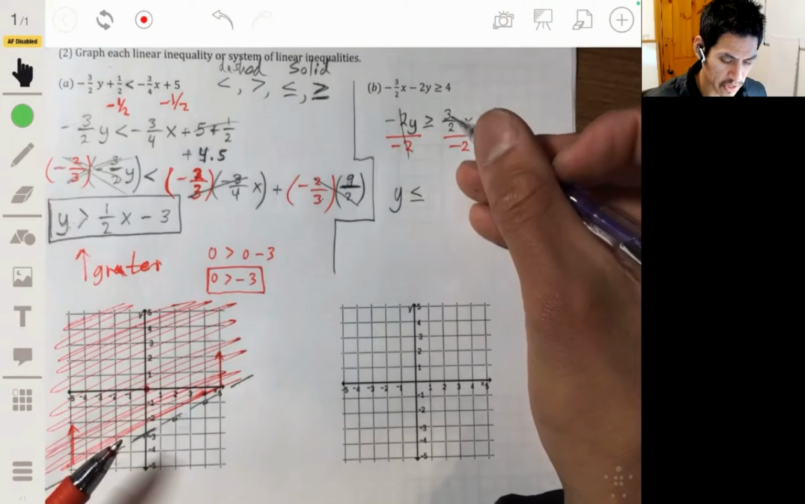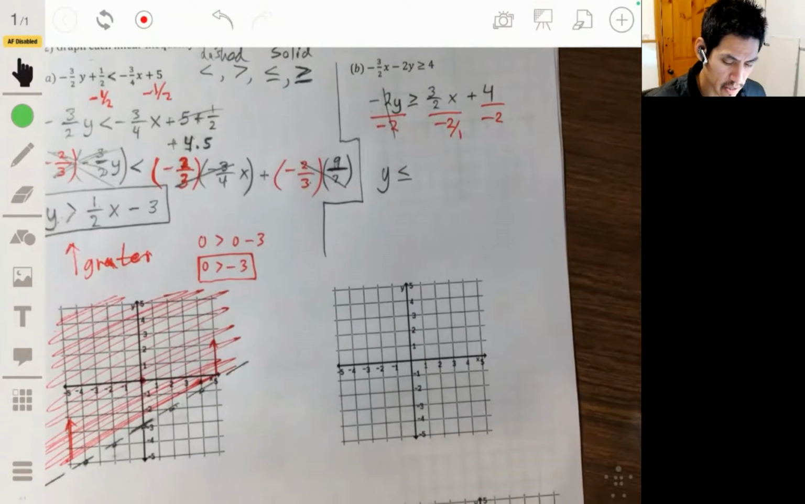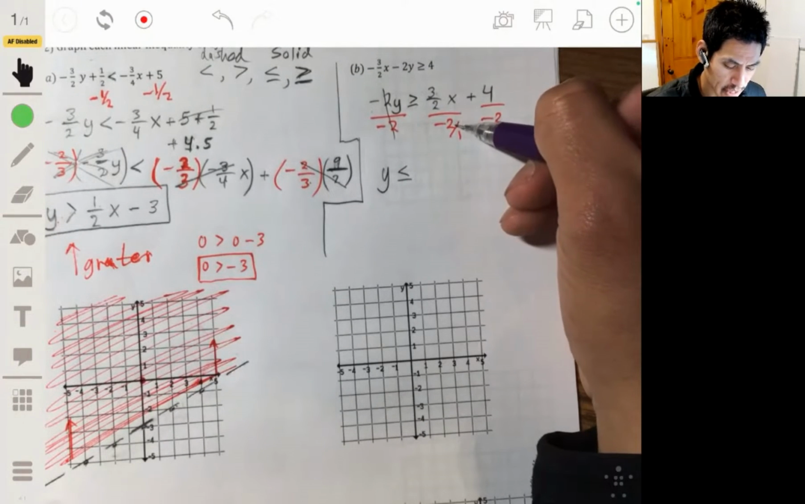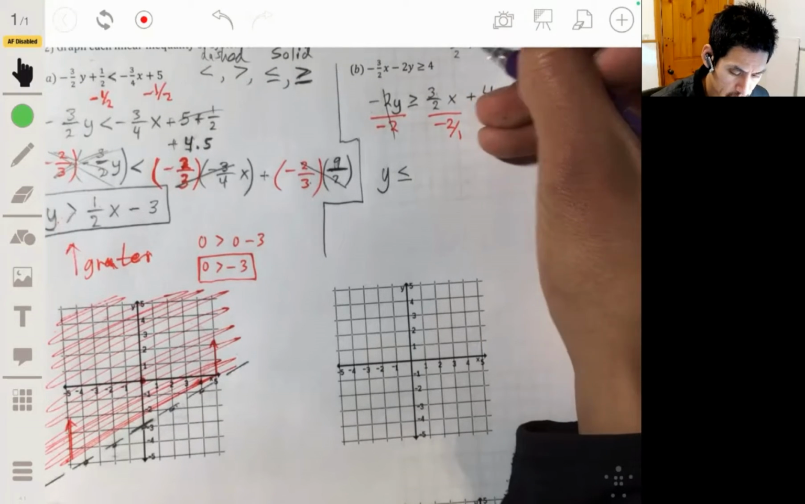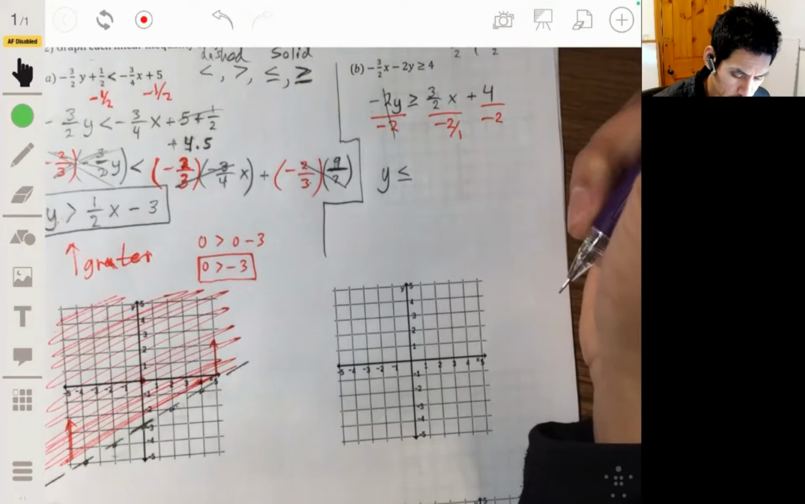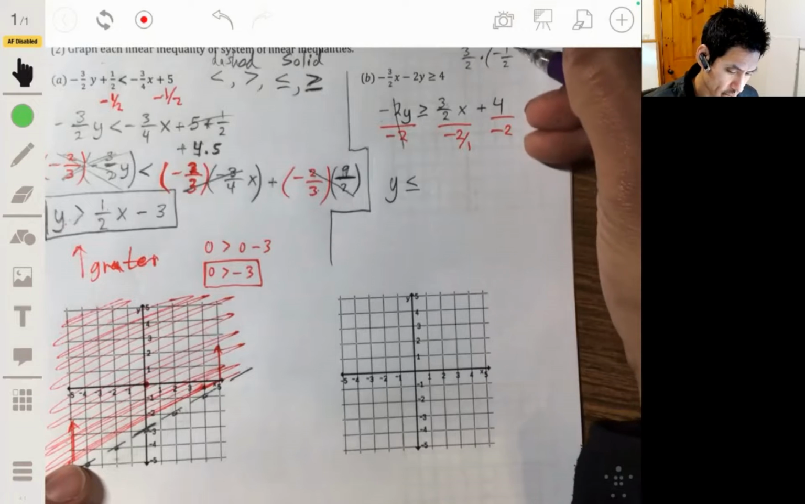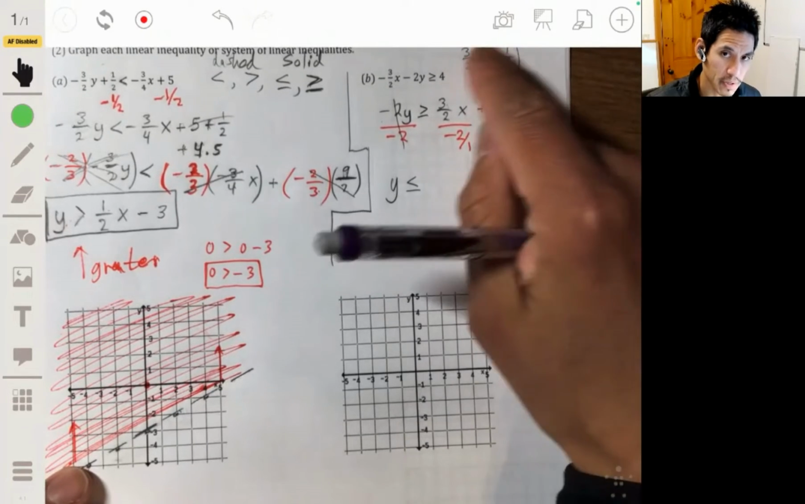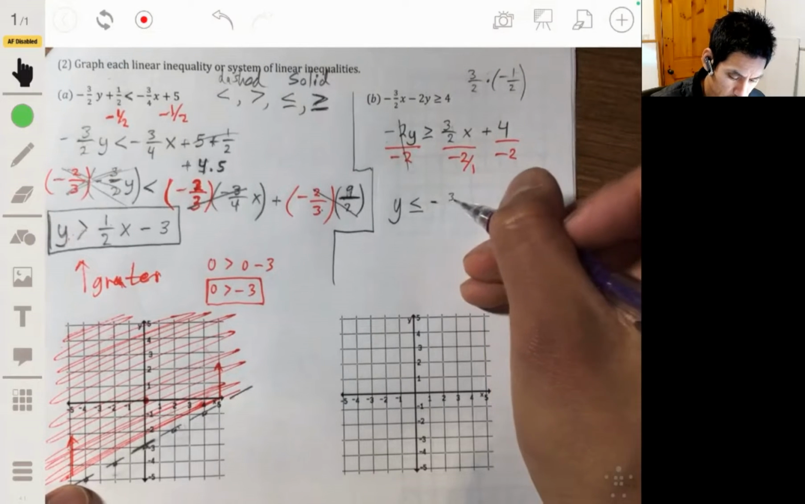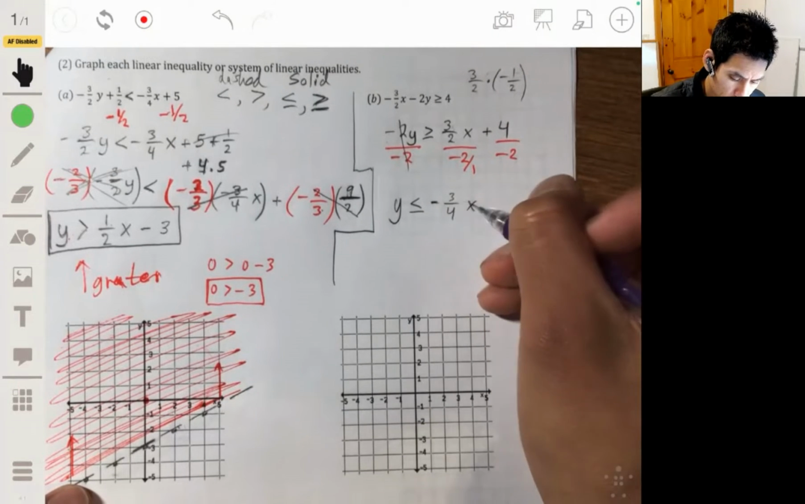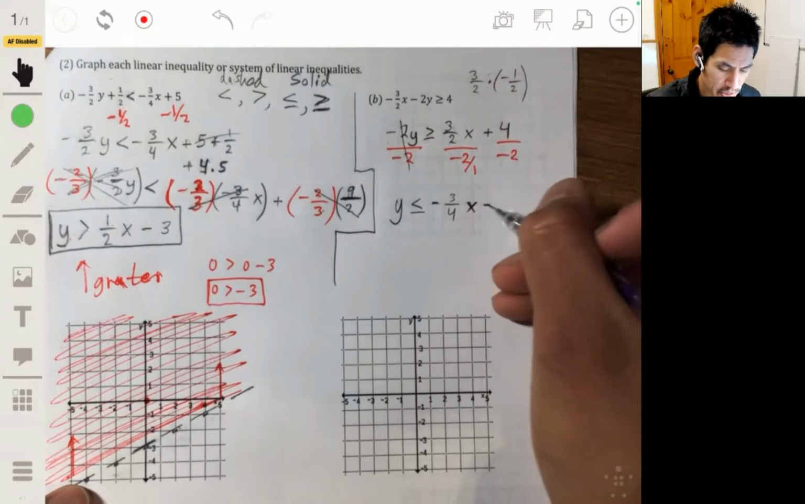And again, if you need a refresher on fractions, -2 is the same as -2/1. So a fraction divided by a fraction is the same as 3/2 times -1/2. Then multiply across, so we get -3/4. And this is just 4 divided by -2, which is just -2.